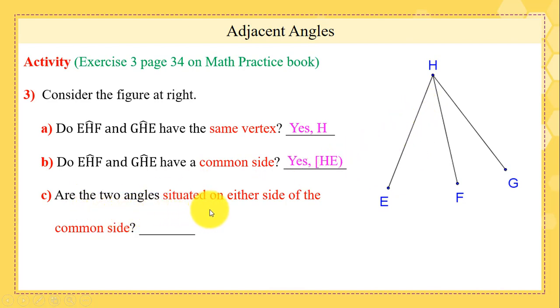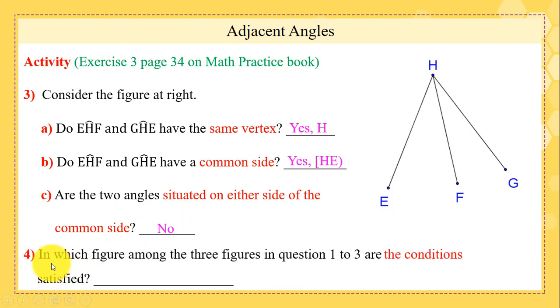Are the two angles situated on either side of the common side? This is the first angle. This is the second angle. This is the common side. Both angles are at the right of the common side, so the two angles are not situated on either side of the common side. The answer will be no. Part 4. In which figure among the three figures in question 1 to 3 are the conditions satisfied? In the figure of question 2, the three conditions are satisfied.